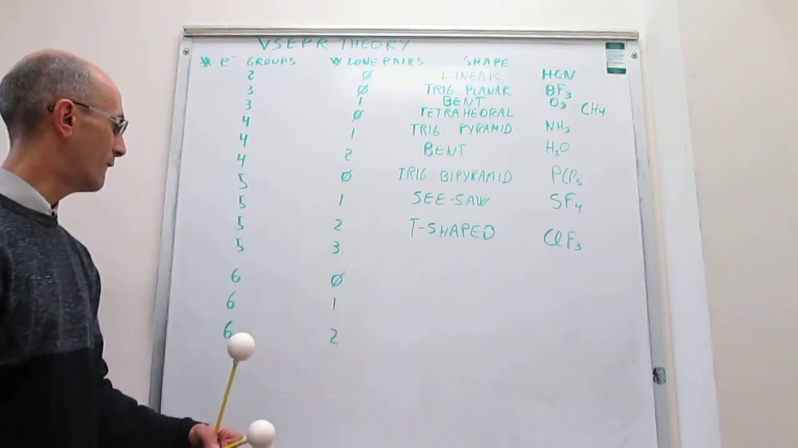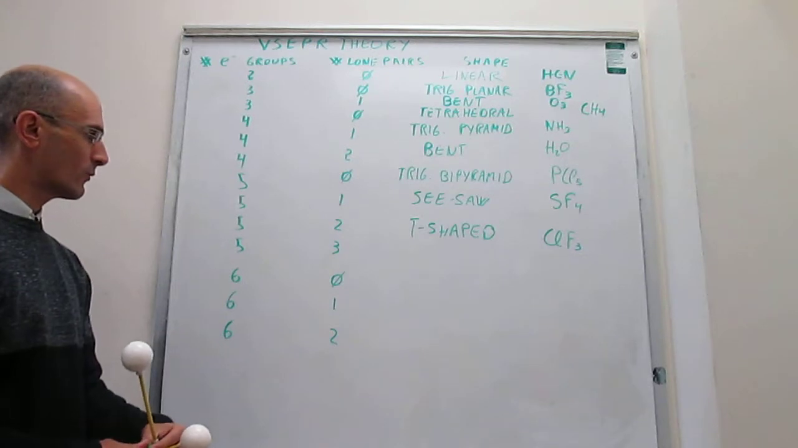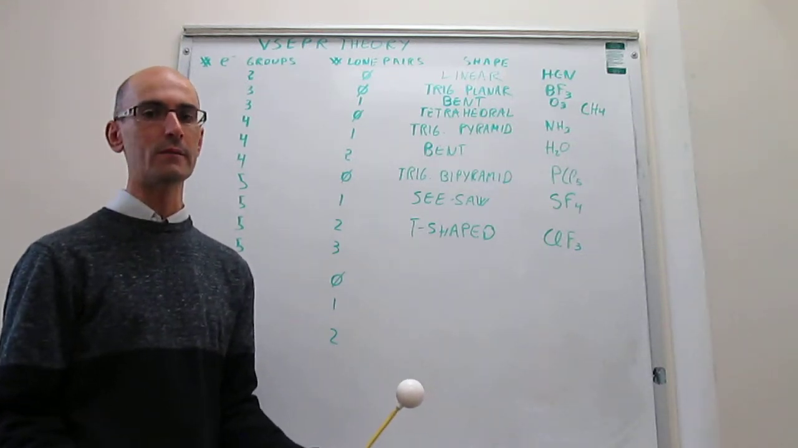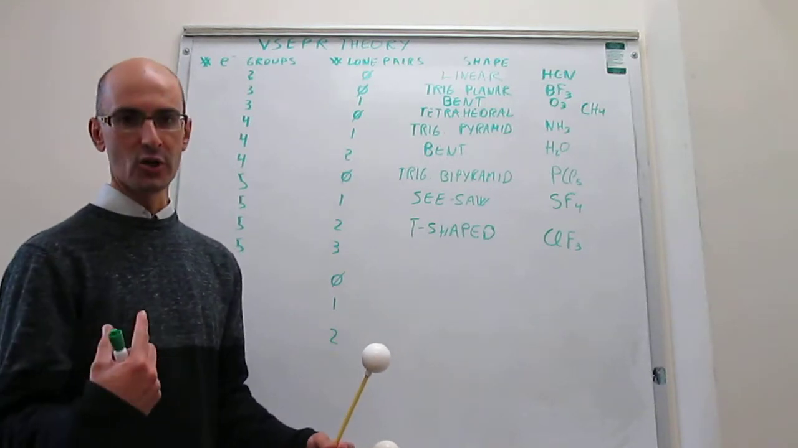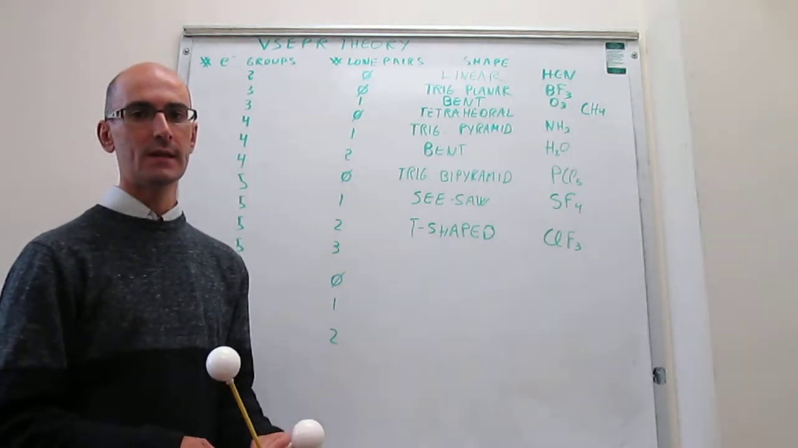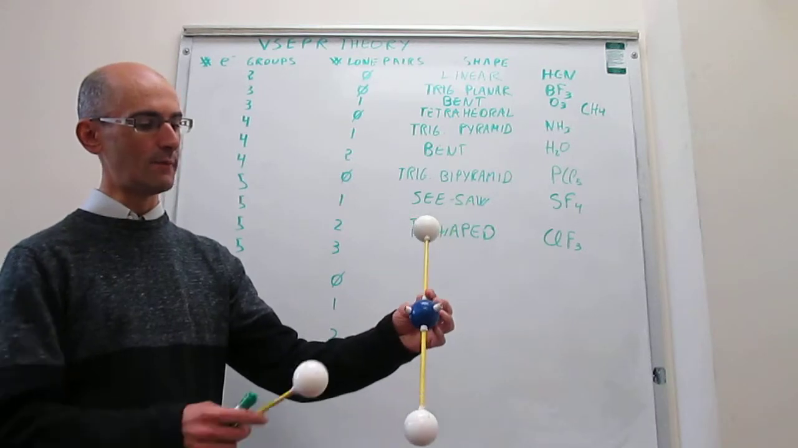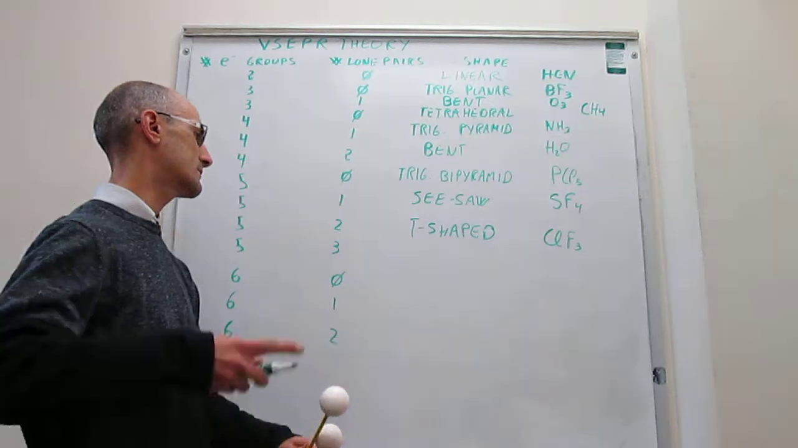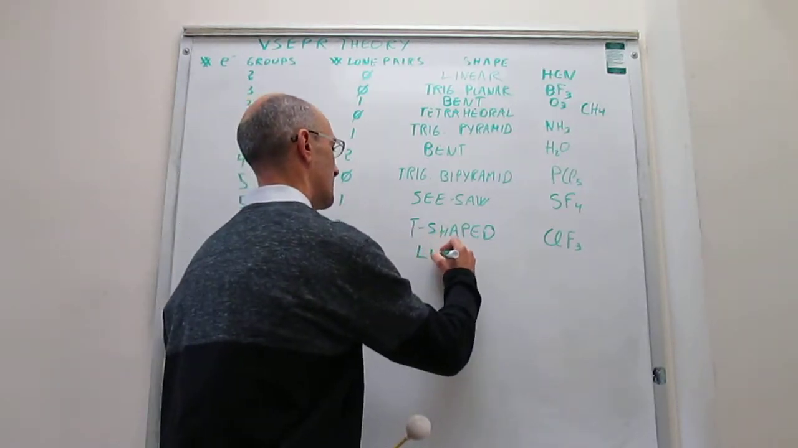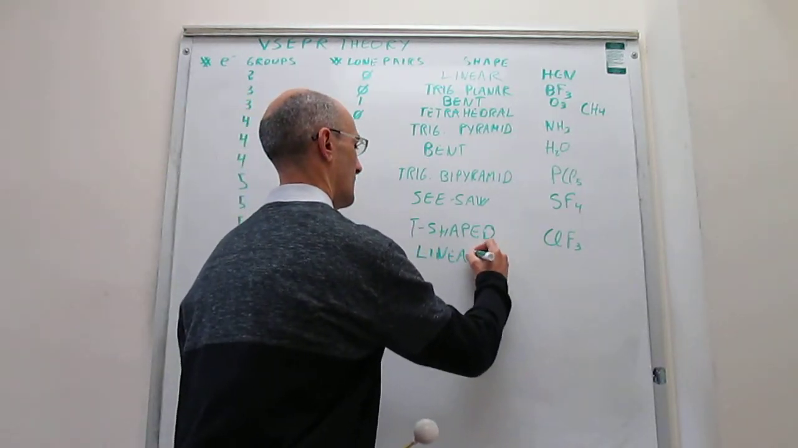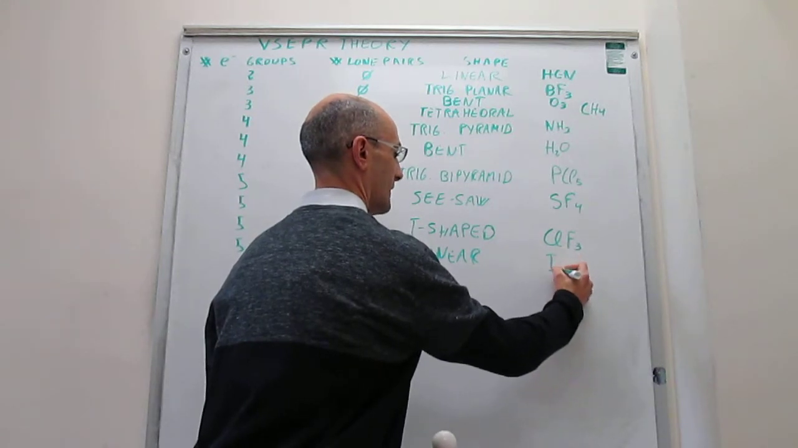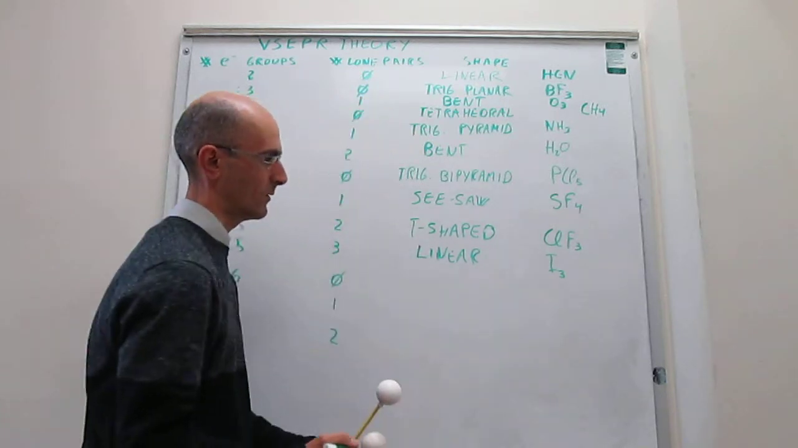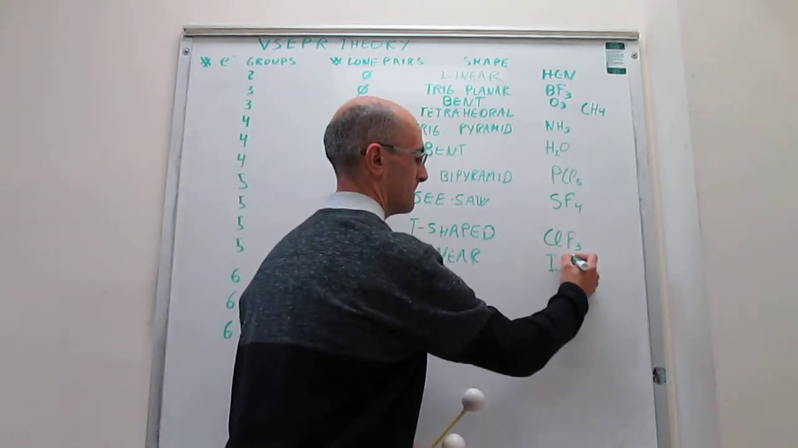Okay, so for a molecule with 5 electron groups in which 3 of them are lone pairs, the original shape would be trigonal bipyramid, and then all the lone pairs go to the 3 equatorial positions, and that means that the resulting shape of the molecule around the central atom is linear. So this will end up being linear, and a molecule that has this shape will be the triiodide ion, with a minus sign.